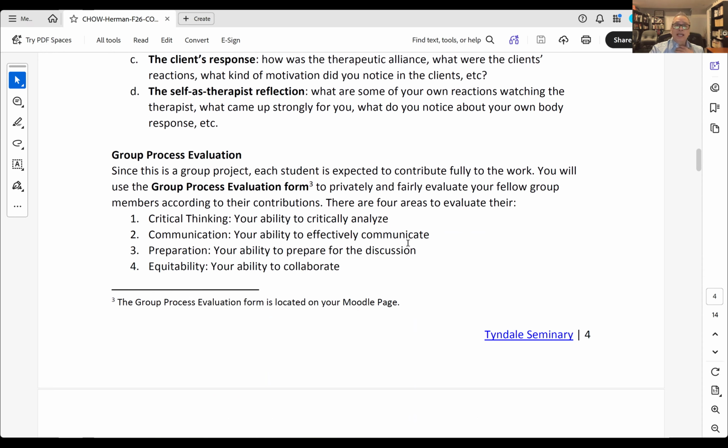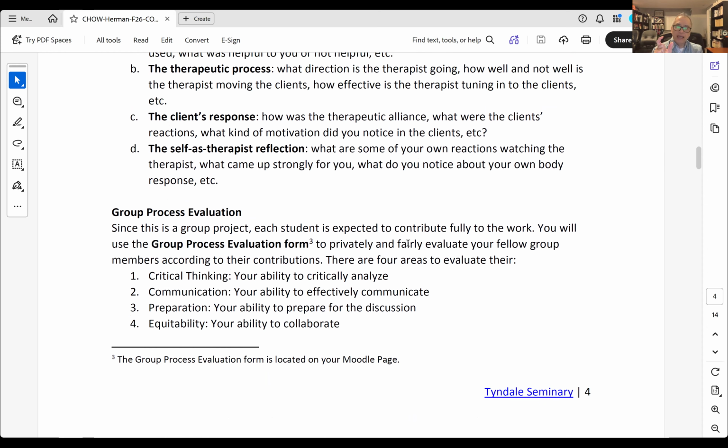And after the discussion, like I said, I'm slotting in about 15 minutes for each person to do your group process evaluation form. This is where you're going to be evaluating your other group members, not yourself. This is just you evaluating the contribution from your group members. There are four different categories that I'm going to ask you to critique on.